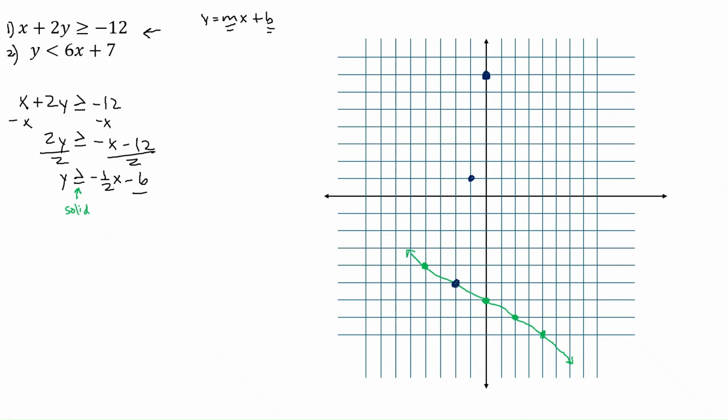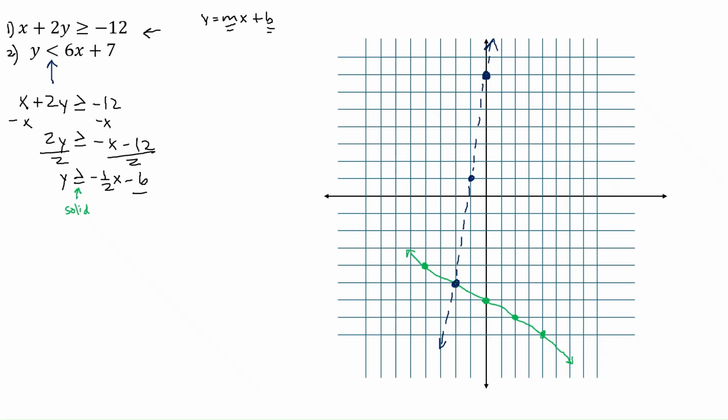Now, if you look at the sign for this one, it is less than, it doesn't have equal to, so that means we're going to have a broken line with this one. So once again, I'm going to do as best as I can to draw a broken line. So it looks something like that. All right.